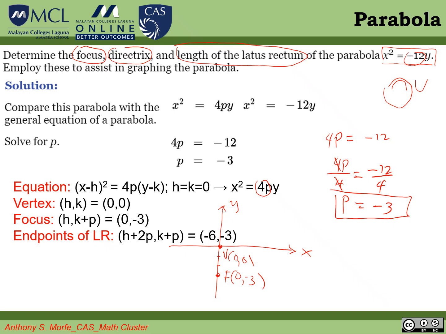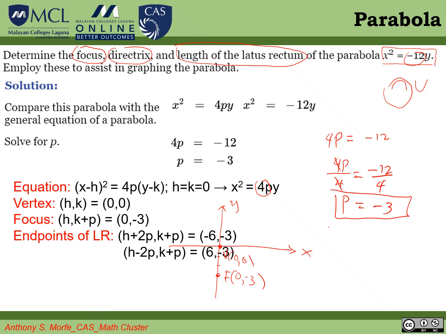So the coordinates of the ends of the latus rectum are -6 and -3 for one, but there are two of them. The other one is h minus 2p, because we have two ends of the latus rectum. Remember in our derivation a while ago, h plus and minus 2p, so it represents two values. One is taking the positive, h plus 2p, then taking the negative, h minus 2p.